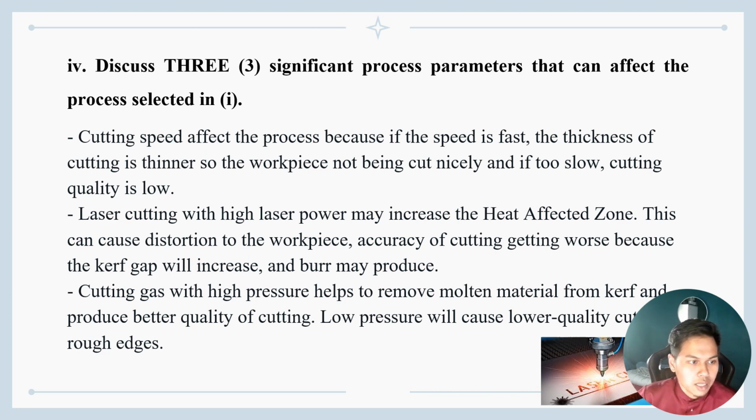Laser cutting with high laser power may increase the heat affected zone, which is HAZ. This can cause distortion to the workpiece. Accuracy of cutting gets worse because the kerf gap will increase and burr may be produced. Last one is cutting gas: high pressure helps to remove molten material from the kerf and produces better quality of cutting. Low pressure will cause lower quality cutting with rough edges.